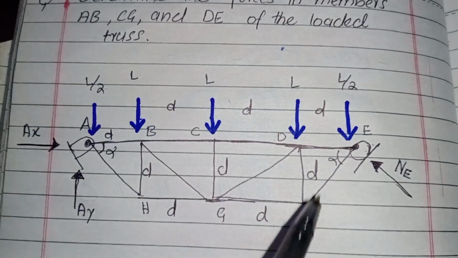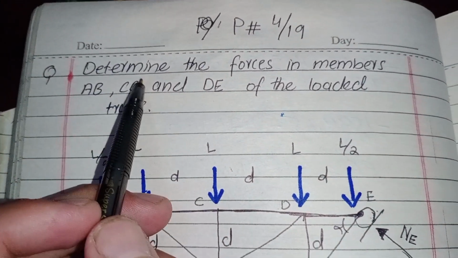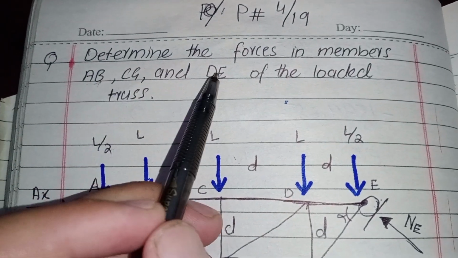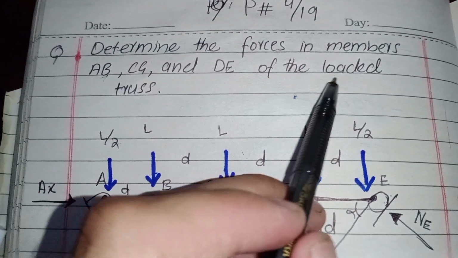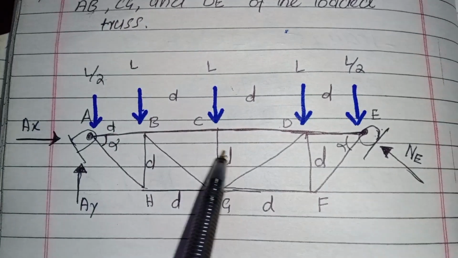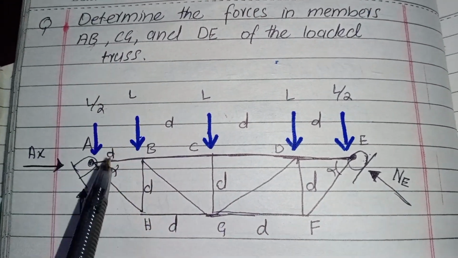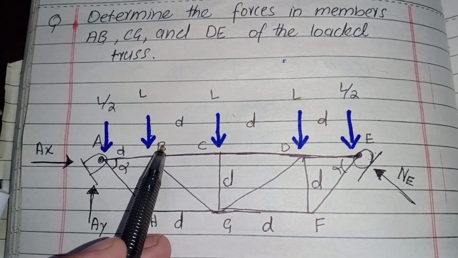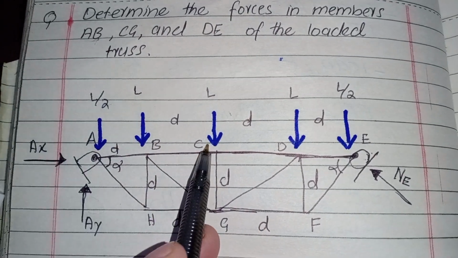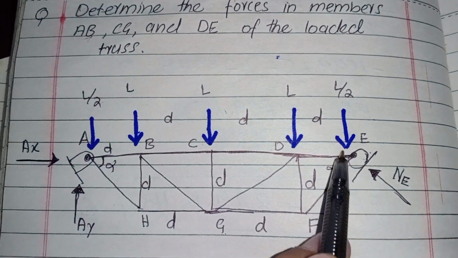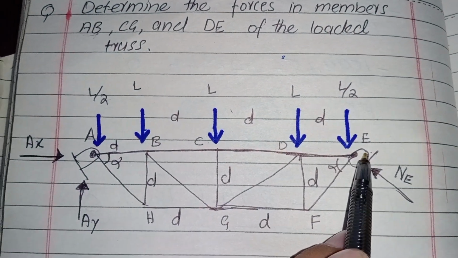In this problem, this is a loaded truss in which we will determine the force in member AB, CG and DE of the loaded truss. This is the loaded truss in which we will find the force in member AB, CG, and this member DE.